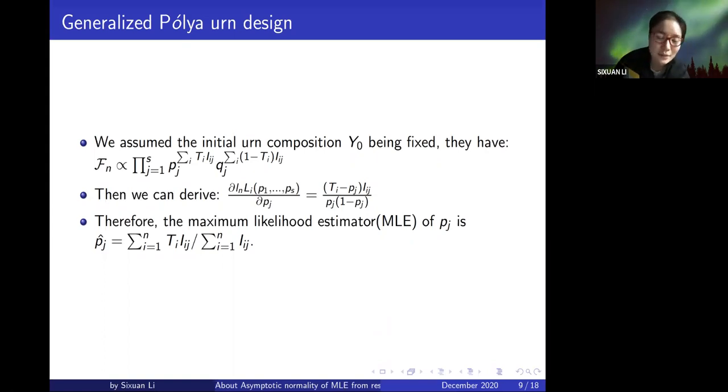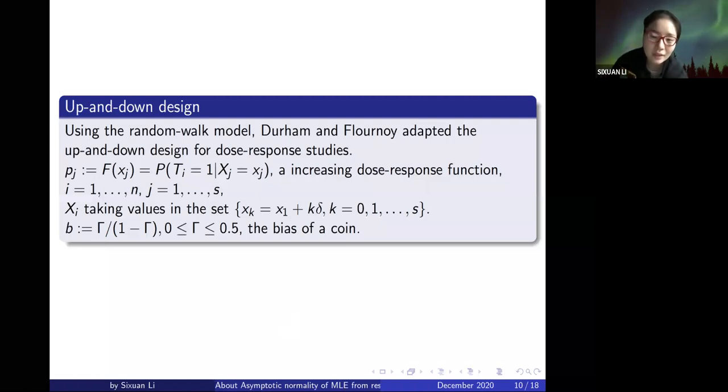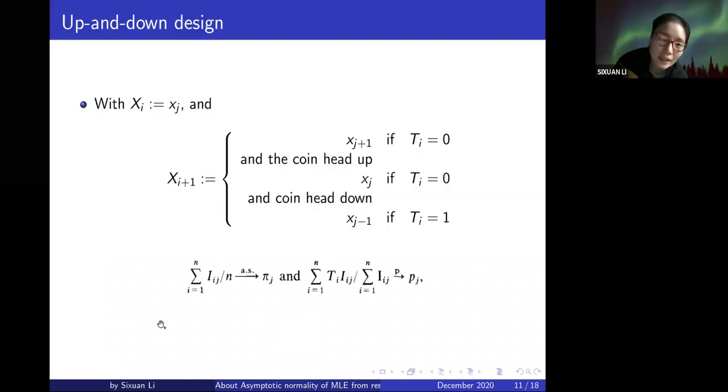Next slide, please. The up-and-down design is basically the same with different notations. Next, please. The likelihood for the model is almost the same as in the previous design, and the PJ is consistent with the ergodic Markov chain result. So we have almost sure consistency and the consistency property.